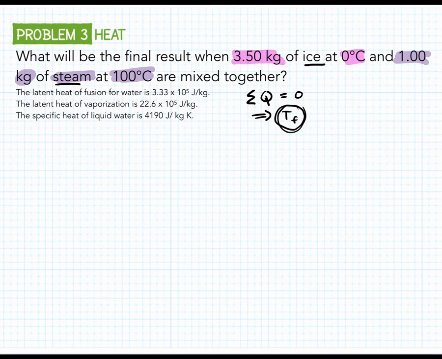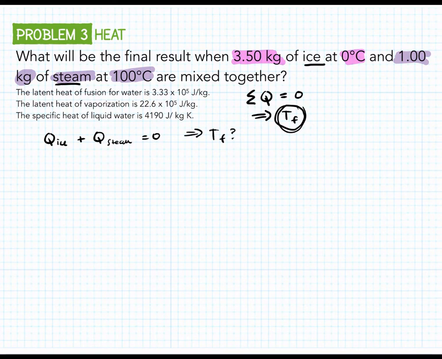What do you think we're going to get at the end? Well, unless your ice is a lot of ice that's really, really cold, or your steam is an unbelievable amount of steam that's really, really hot, neither of which seems to be true since they're about the same amount, we're probably going to end up with water. And the key here is what temperature the water is going to be. So first, we're going to figure out all the heat from the ice plus all the heat from the steam. We know this has to equal 0, and we're going to solve for T final.